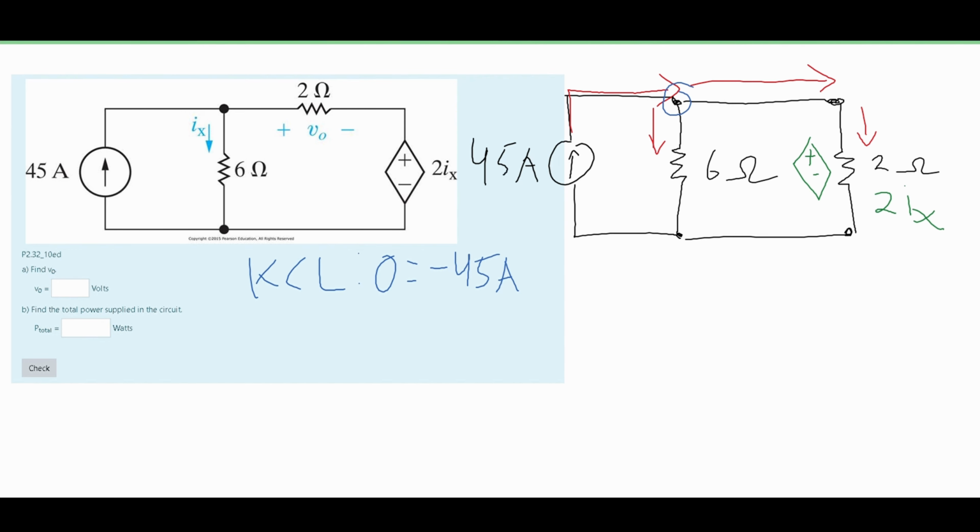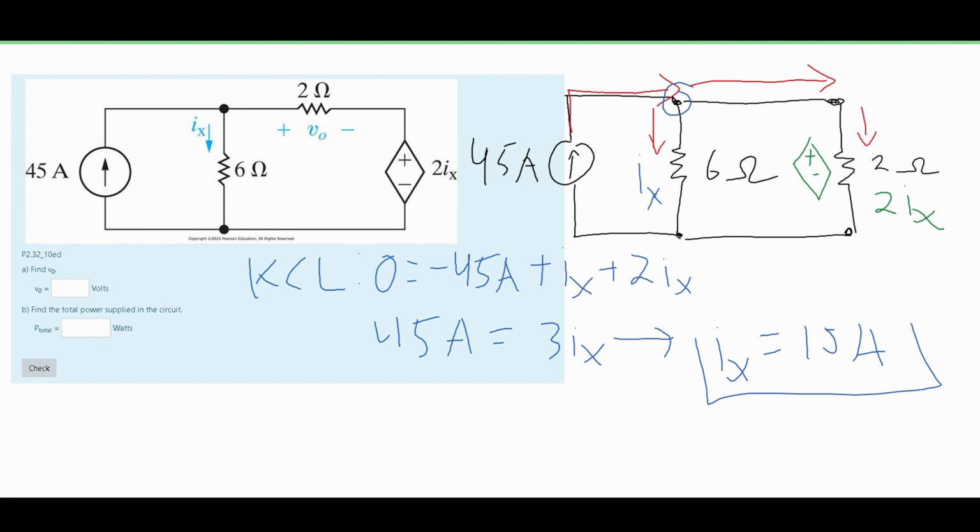Now for the next currents, these are going out, so they are going to be positive. We know we have an I of x right here, and then we know we have a 2I of x over to the right. So we're going to add these into our formula. We're going to have a plus I of x and then a plus 2I of x. Now we can move the 45 amps over to the left side and then combine our I of x's, so we get 3I of x. And then we can see that our I of x is just going to be 15 amps.